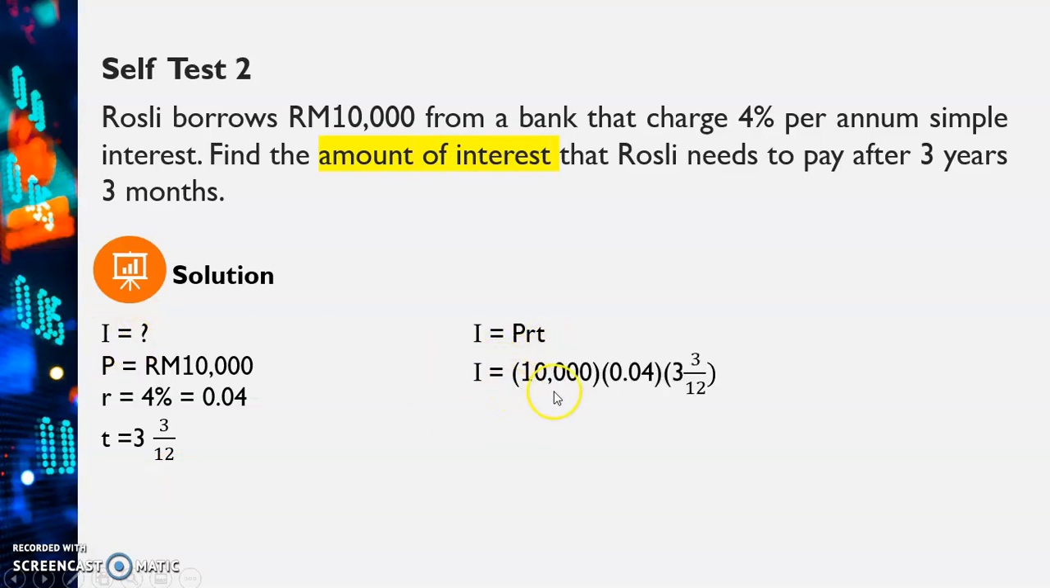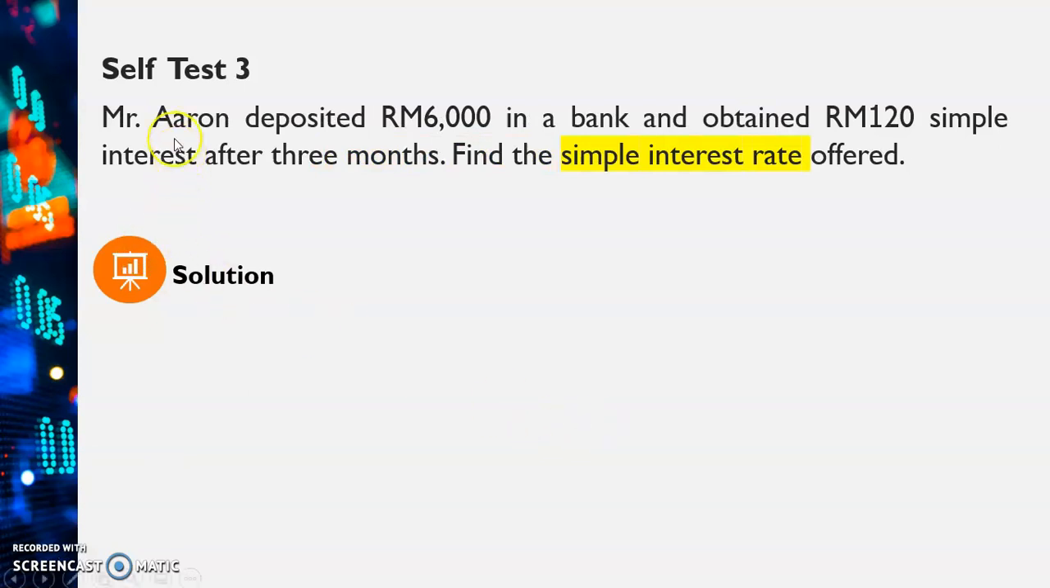So for your amount of interest, I equals P times R times T: P is 10,000, rate is 0.04, and T is 3 over 12. Just in one shot using your calculator, you're going to get 1,300. Very easy, right?